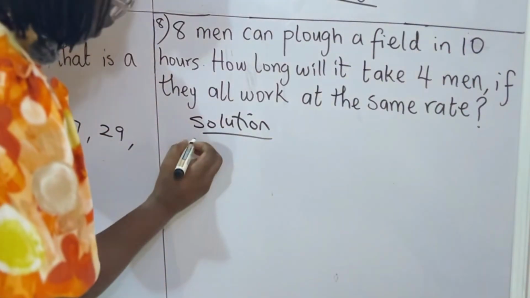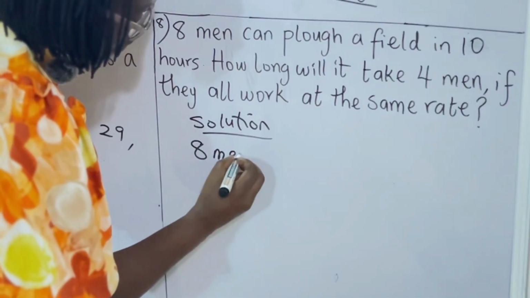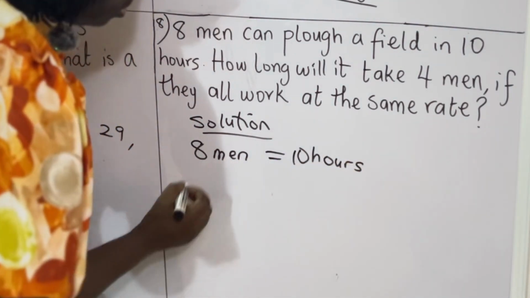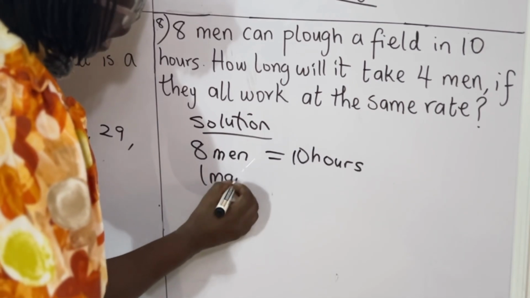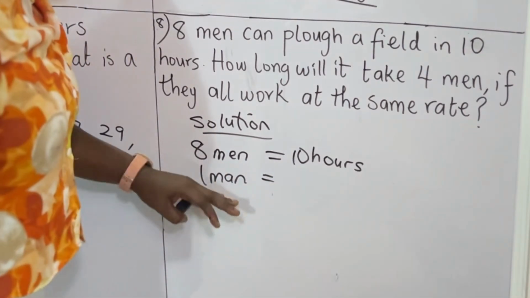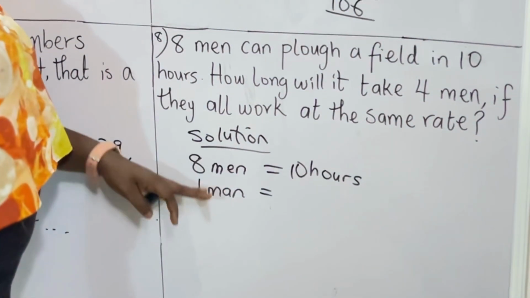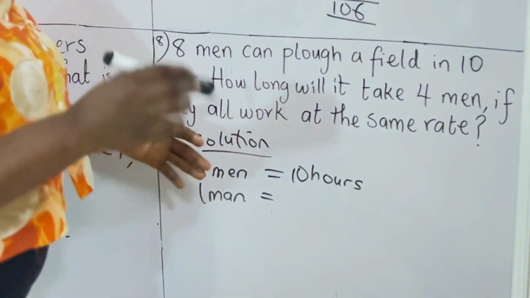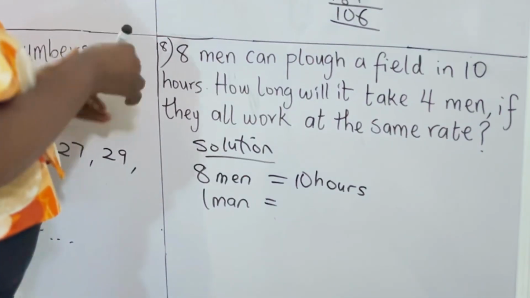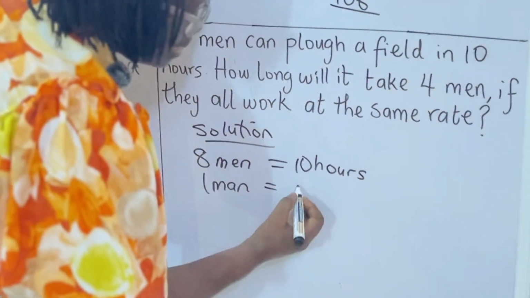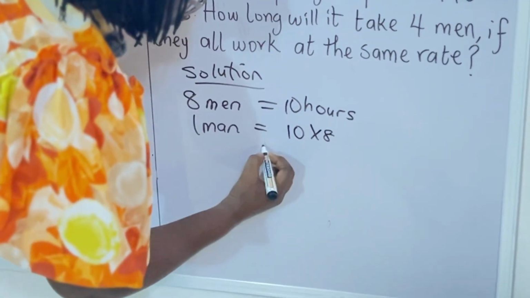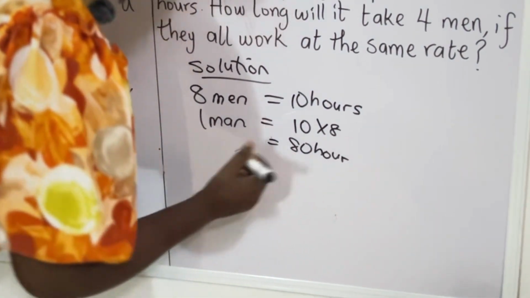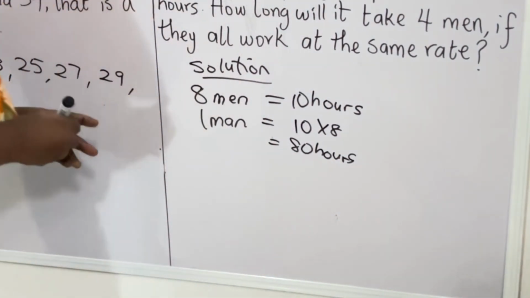So you have 8 men. 8 men are plowing a field and it takes them 10 hours. So the next thing is to find how long it will take 1 man. Always do this when you are learning how to do it. 1 man will take more hours. So when it's more hours, you multiply. When it's less, you divide. In this case, we are multiplying. 10 times 8 will give you what? 80. So if one man is plowing the field, it will take him 80 hours.